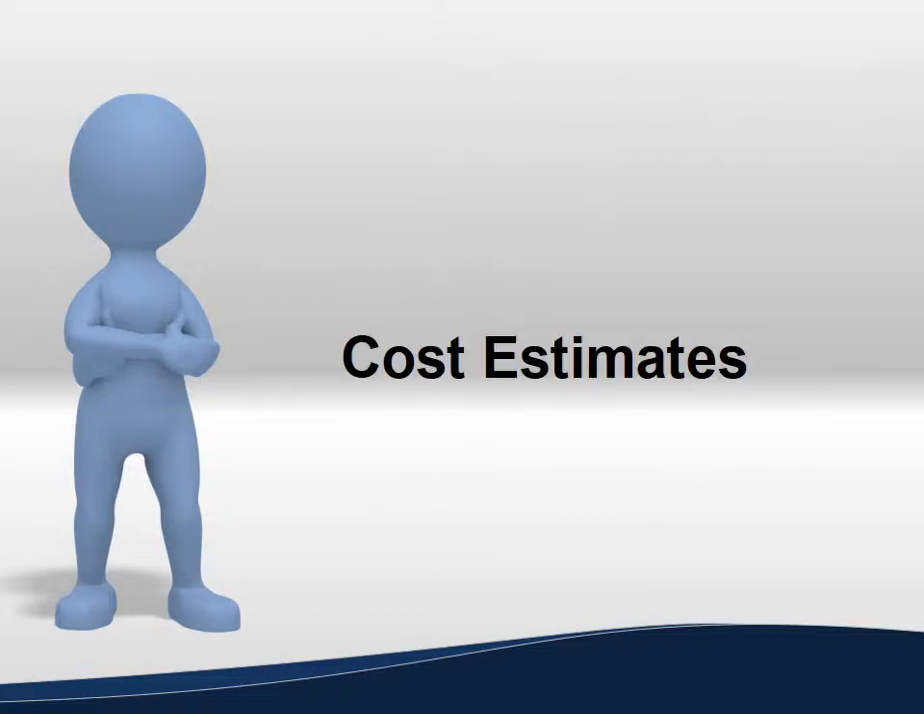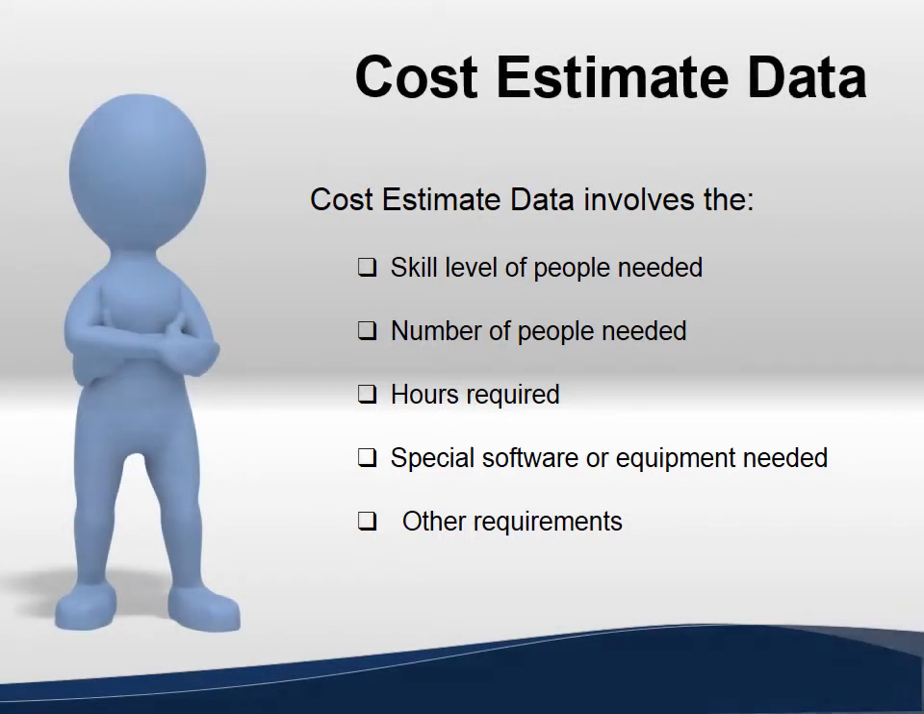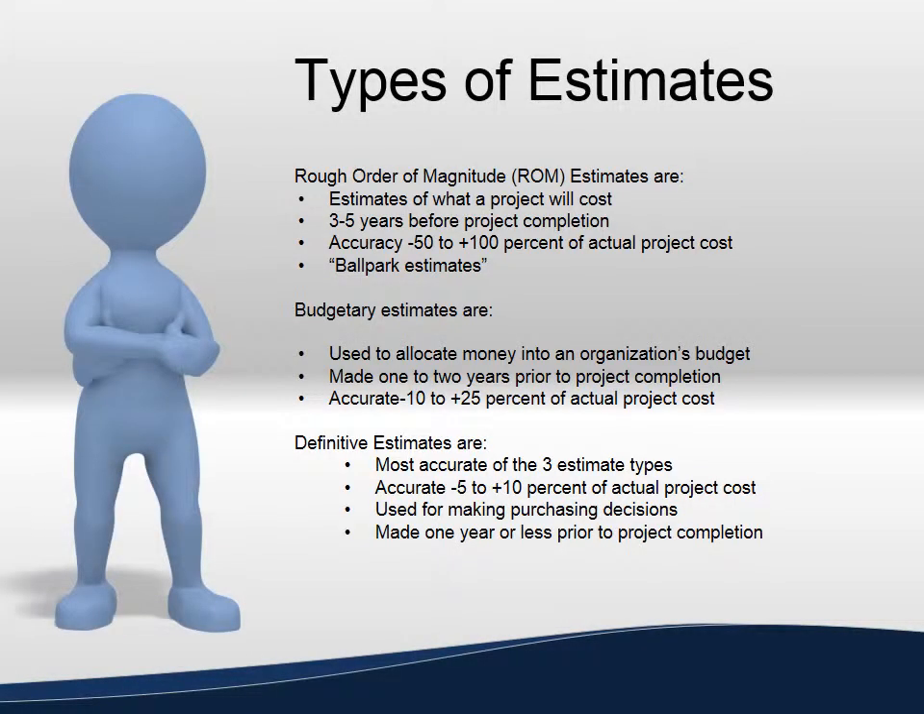Cost estimates. Cost estimate data involves the skill level of people needed, the number of people needed, hours required, special software or equipment needed, and other requirements. Rough order of magnitude estimates are estimates of what a project will cost that are taken 3 to 5 years from the project completion. The accuracy will be from -50 to plus 100% of the actual project costs. These are also referred to as ballpark estimates.